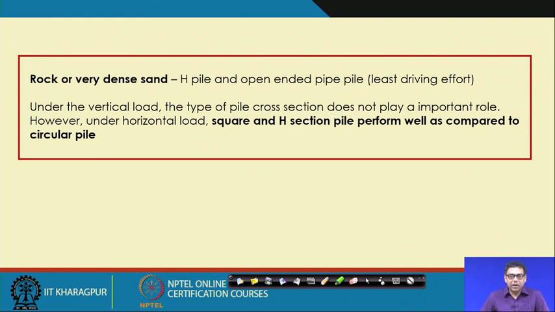And under vertical load, the type of cross section does not play an important role, but under horizontal load, square and H pile sections perform well as compared to the circular pile. So, if you are applying a horizontal load, then we prefer to use square or H section piles, because these sections perform better as compared to the circular pile. But if it is a vertically loaded pile, then cross section will not give you a significant change or effect.